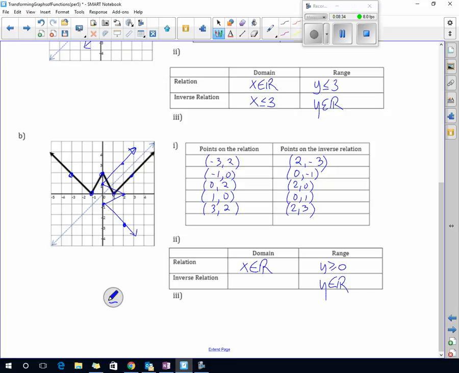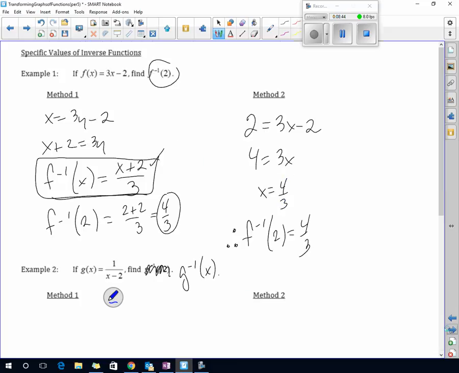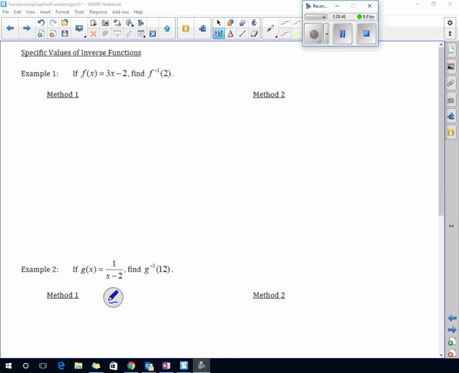All right, so to actually find specific values of an inverse, there are 2 methods that you can do. You can find the equation of the inverse, then sub it in, and that's what we're going to do first. So again, the method was to change the x and the y around.